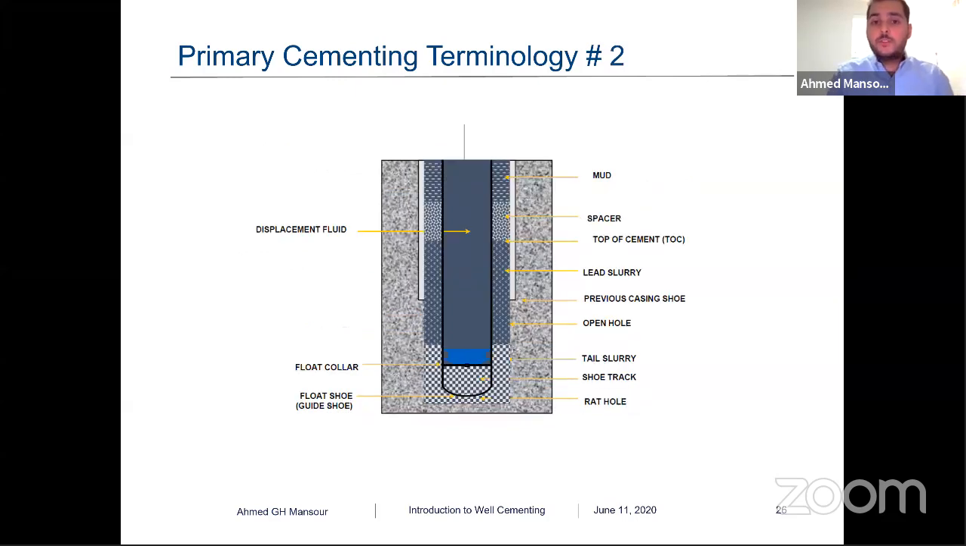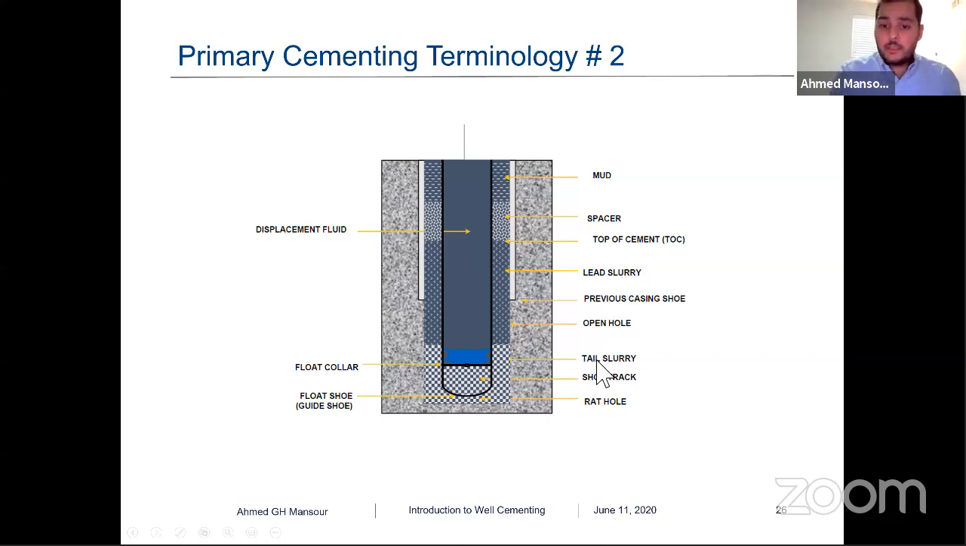So now let's move on to cement terminology number two. I believe you are familiar with the mud, which is the drilling mud that we use to drill. Spacer, it depends. Sometimes we use fresh water and sometimes a chemical spacer. The main purpose of the spacer is to prevent any contact between the drilling mud and the cement. Because if we have any contamination between the mud and the cement, we might end up changing the properties of the cement.